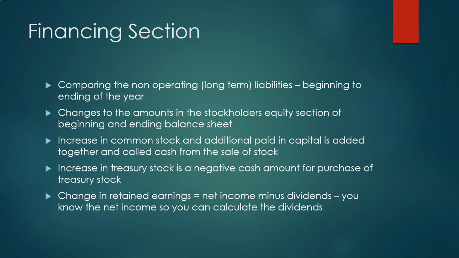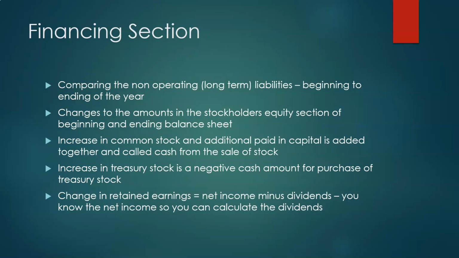Long-term obligations is another. The equity section: any changes in the equity section that have a cash effect. That includes common stock, additional paid-in capital, dividends, and treasury stock, or change in retained earnings. Again, we're talking cash effect. So when you look at these different sections, the first thing you're going to say is what items go in these sections.